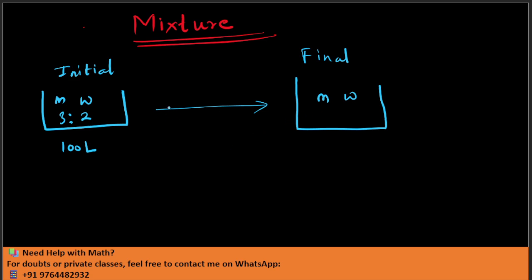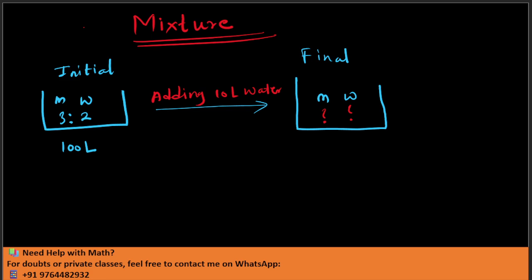So how the question is asked, we are going to see. I have the mixture of 100 liter, and the ratio of this mixture is 3 is to 2. And here it is saying that we are adding 10 liter of water to it. So what will be the ratio of the final mixture? So how to solve it?